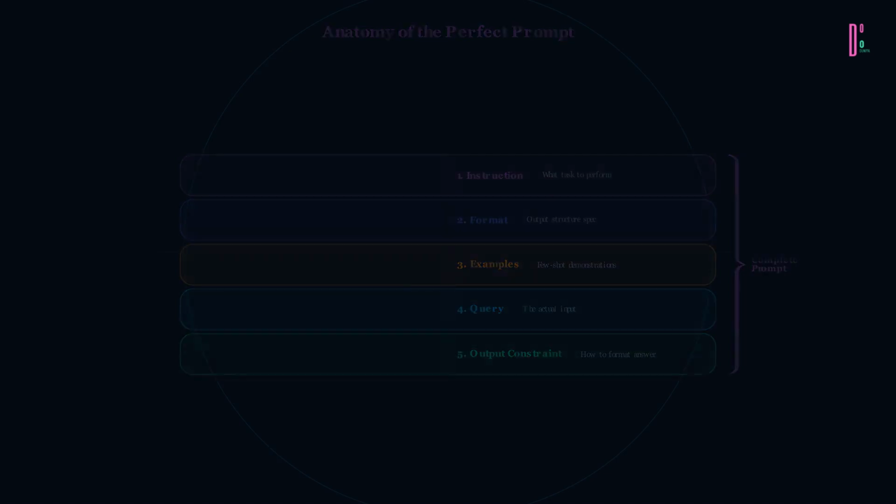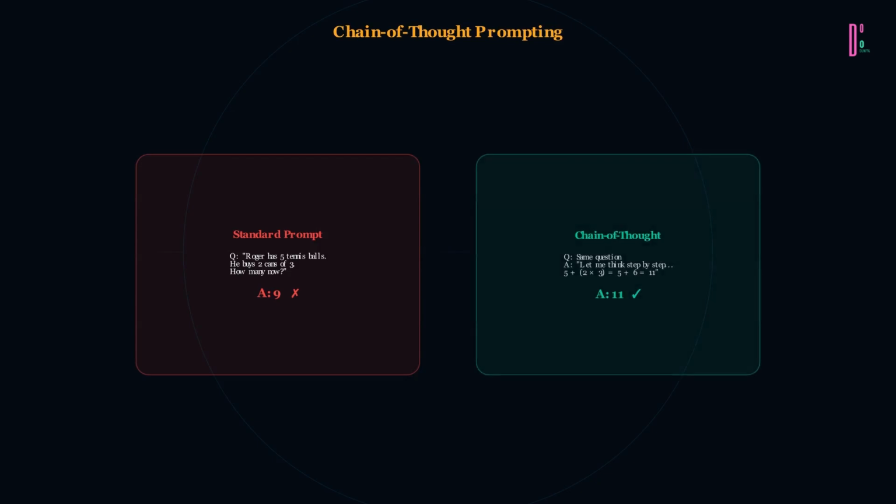Instead of asking for just the answer, you ask the model to think step by step. Show it examples where the reasoning is spelled out clearly. Suddenly, the model solves problems it couldn't handle before.